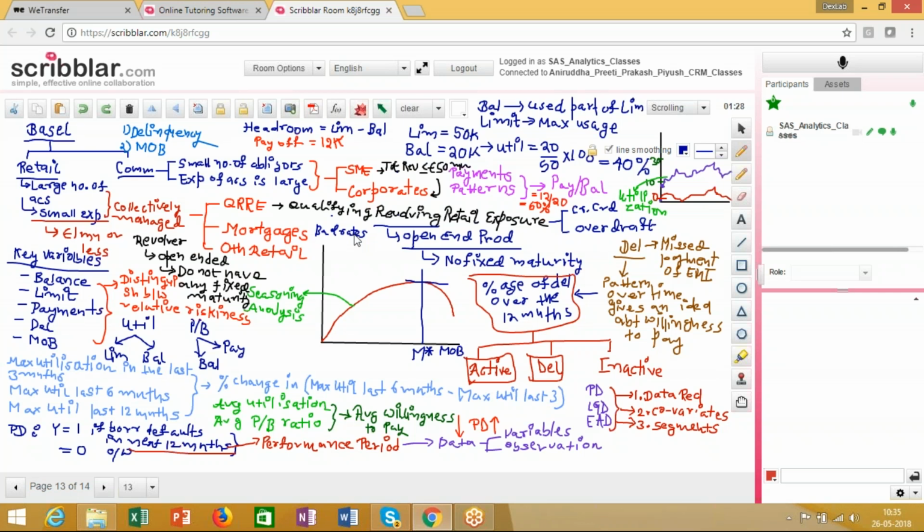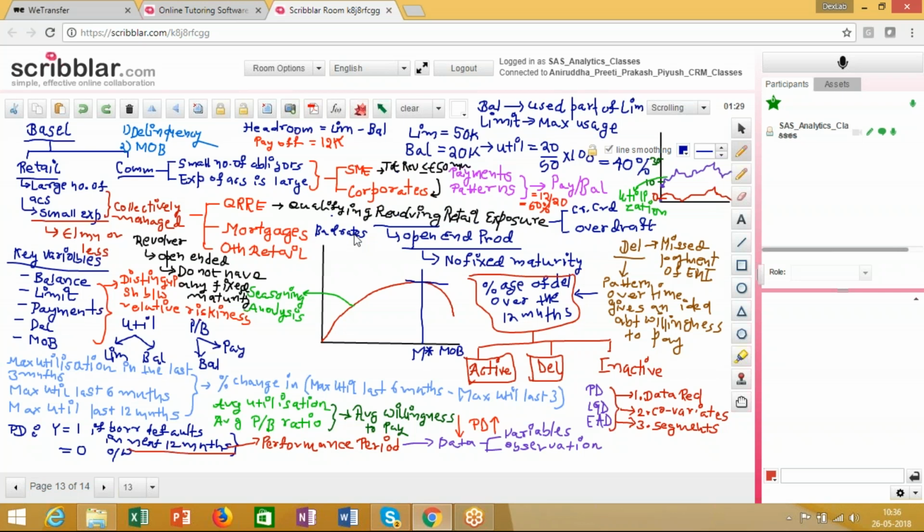So once again in a nutshell, Basel divides the lending books into two parts. One is the retail books, the other is the commercial books. The retail portfolio comprises a large number of accounts with small exposures, and the commercial portfolio comprises a small number of obligors, and the relative exposure of each of the accounts is larger.